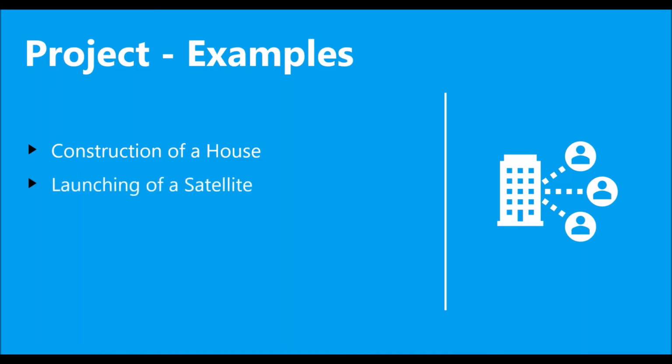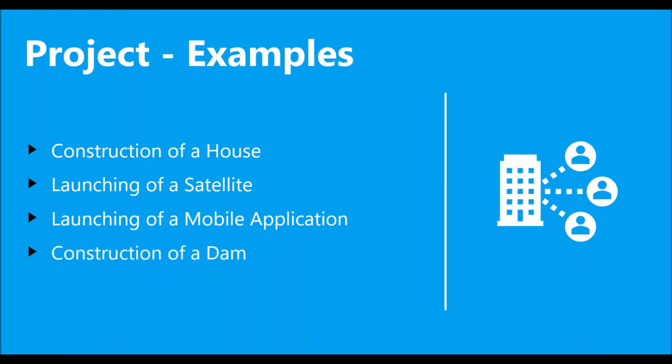Now, let us see some examples, right? Construction of a house is a project because you definitely have a start date and end date. The launching of a satellite, right? These are unique temporary undertakings. Once you launch the satellite, your project is done. Launching of a mobile application, right? This shows that a project can result in a product as well. Construction of a dam. So these are typical examples of a project.